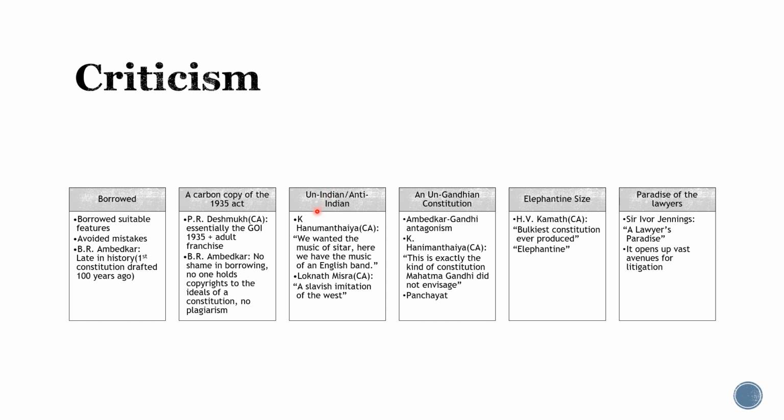Another thing that followed from the carbon copy comment is that K. Hanumanthaya, another member of the Constituent Assembly, said that we wanted the music of sitar here, but here we have the music of an English band, which means that since it is borrowed from the English sources, the English Constitution as well as the Government of India Act 1935, it is not original, it is not Indian, it is anti-Indian. And Loknath Mishra also said it's a slavish imitation of the West.